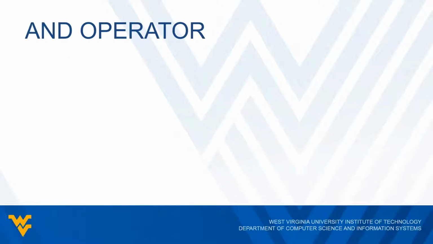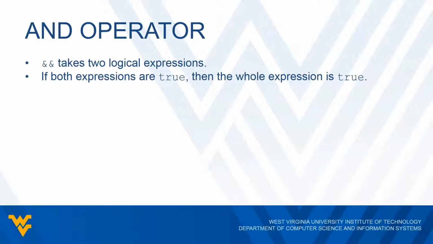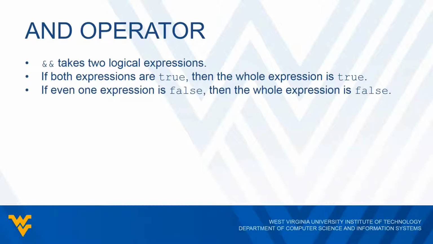Now, the not operator only required a single logical expression. The other one, like the and operator here, requires two logical expressions. And here's how it works. If both expressions are true, then the whole combined expression is true. But even if one expression is false, then the entire thing is false. So it's an all or nothing deal. Every single thing has to be true in order for it to be true, but even if just one thing is false, then the entire expression is false.